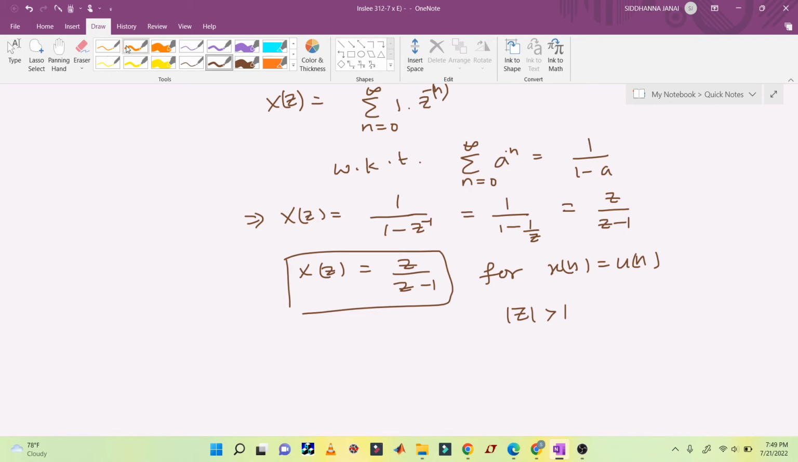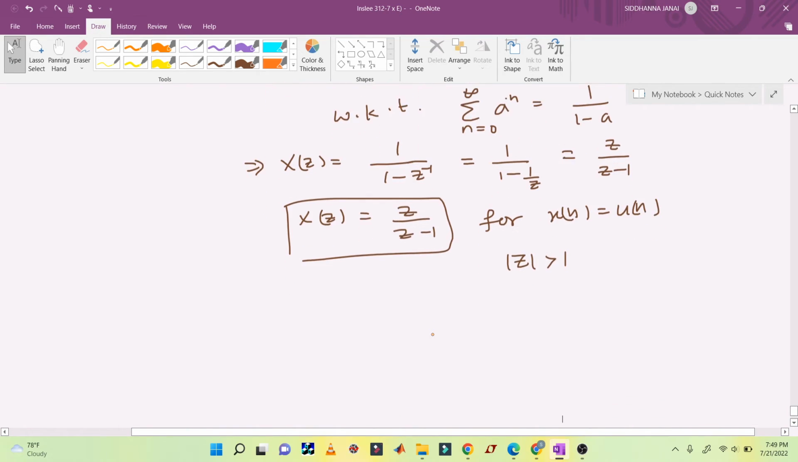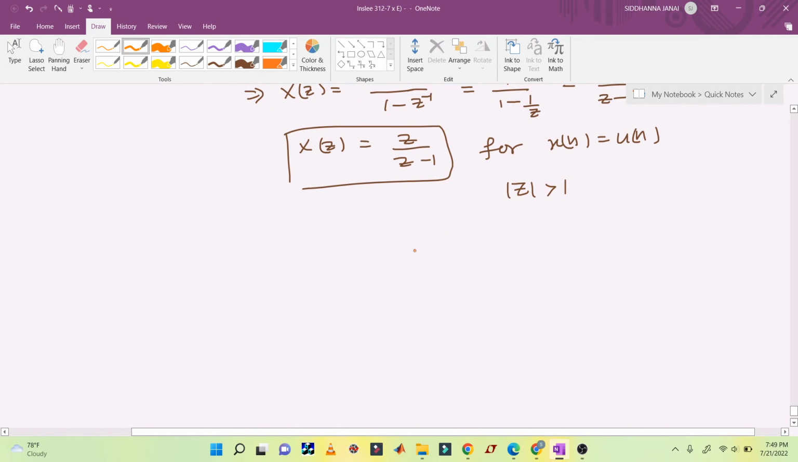So how to plot this? We need to draw a z plane. So let me draw it. And what is the pole? If I substitute z is equal to 1, what will happen?